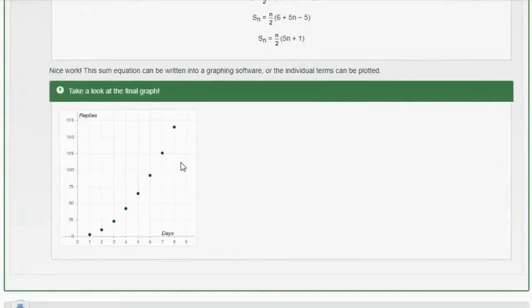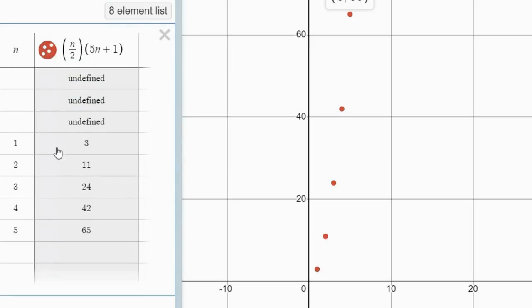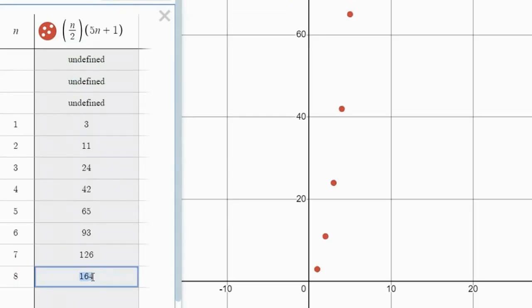Oh, and they're continuing all the way up to 8 days. So let's go 8 days here. 6, 7, 8. So he's going to have 164 people coming to his party if he receives replies for 8 days, and the last day, he got another 38 on that last day there. Big party.